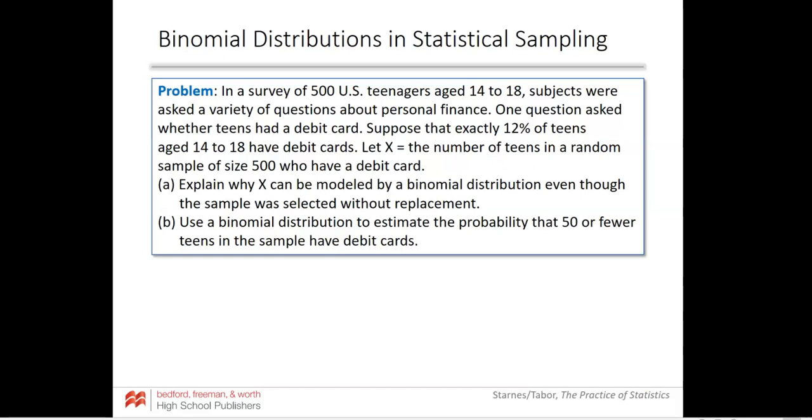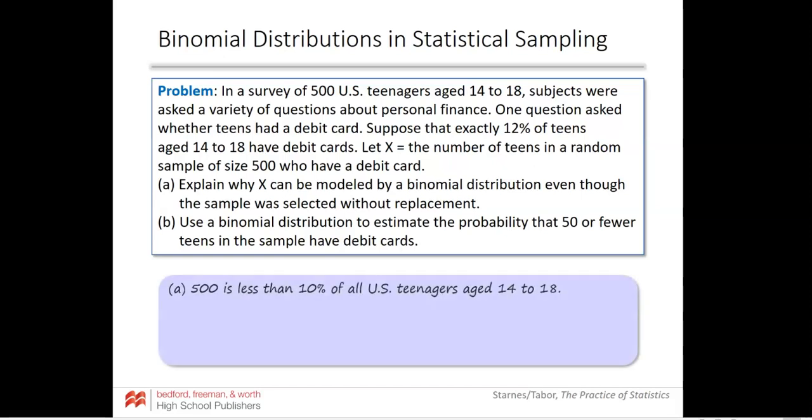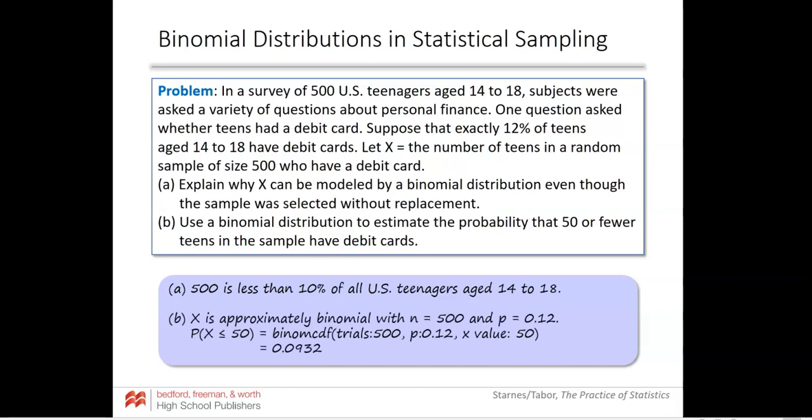Use a binomial distribution to estimate the probability that 50 or fewer teens in the sample have debit cards. Okay, so first, 500 is less than 10% of the population. Then you're going to say, what is n? n is 500, that's the sample size. p is the probability of success, which is 12%. I want to find the probability of getting less than or equal to 50. It says 50 or fewer, so you use binomial CDF because it's a range of values.